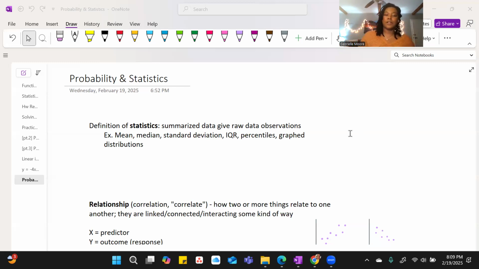So let's get started first with just reminding ourselves of what the definition of statistics is. And this is looking at summarizing data from what we call raw data or observations, okay? And so examples of this are the mean, which we would commonly call the average, or the median, right? The middle value. We also have the standard deviation as a type of statistic. Interquartile range, that's IQR, percentiles, and even looking at certain graphs of distribution. So these are different ways in which we can present data.